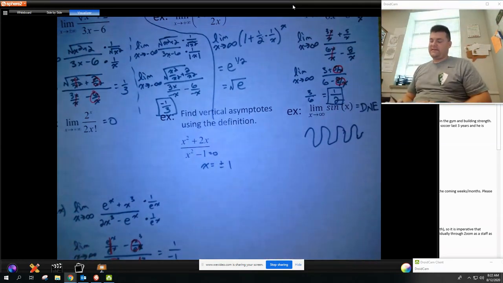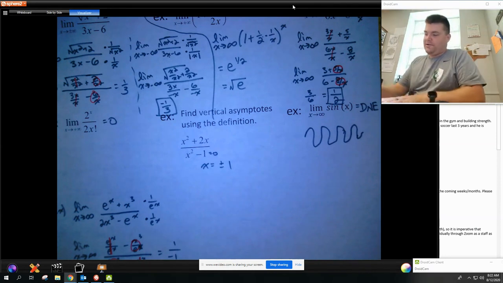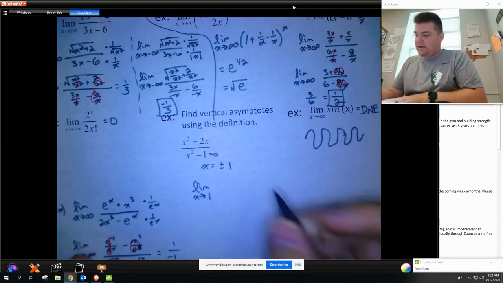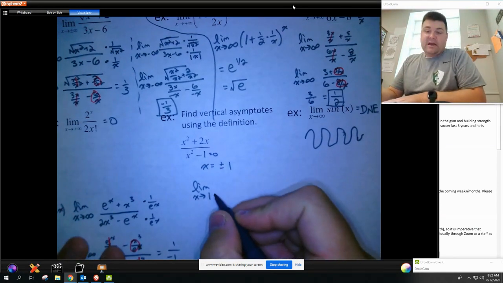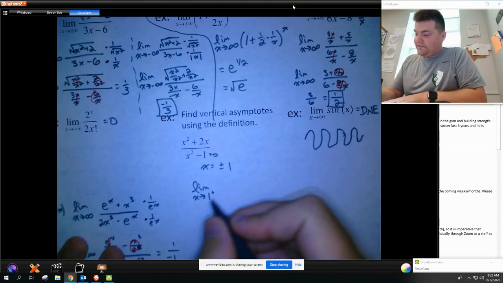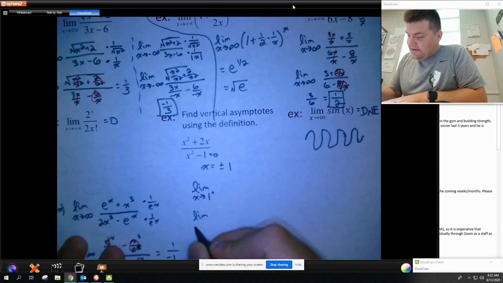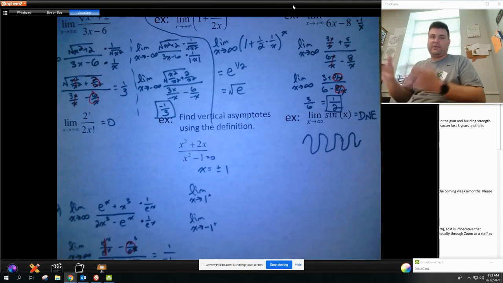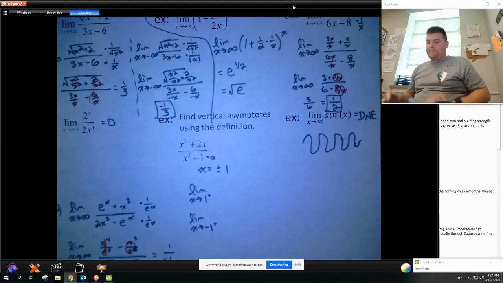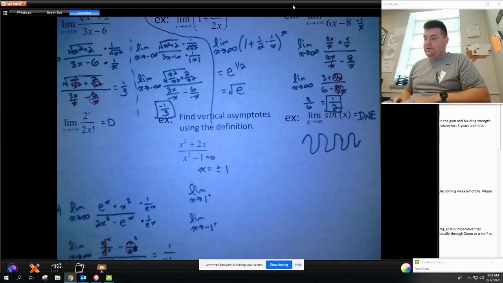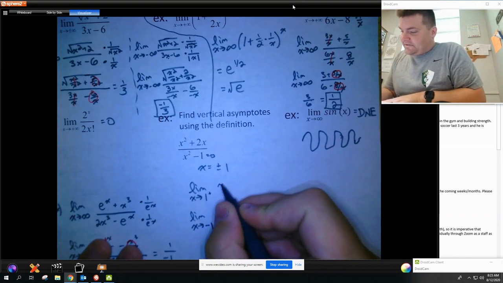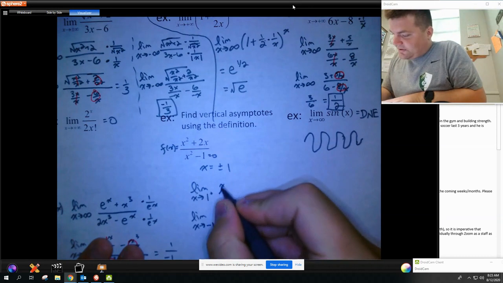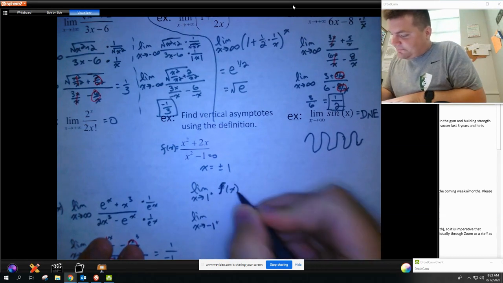But I have to use the definition for a vertical asymptote. If you remember, that's when I do the limit as x approaches 1, either from the right or the left, it doesn't matter, and I have to do the limit as x approaches -1. Doesn't matter, right or left. I'll just pick both of them. For this problem, I'm going to call this f of x just to help me out a little bit here, speeding things up.